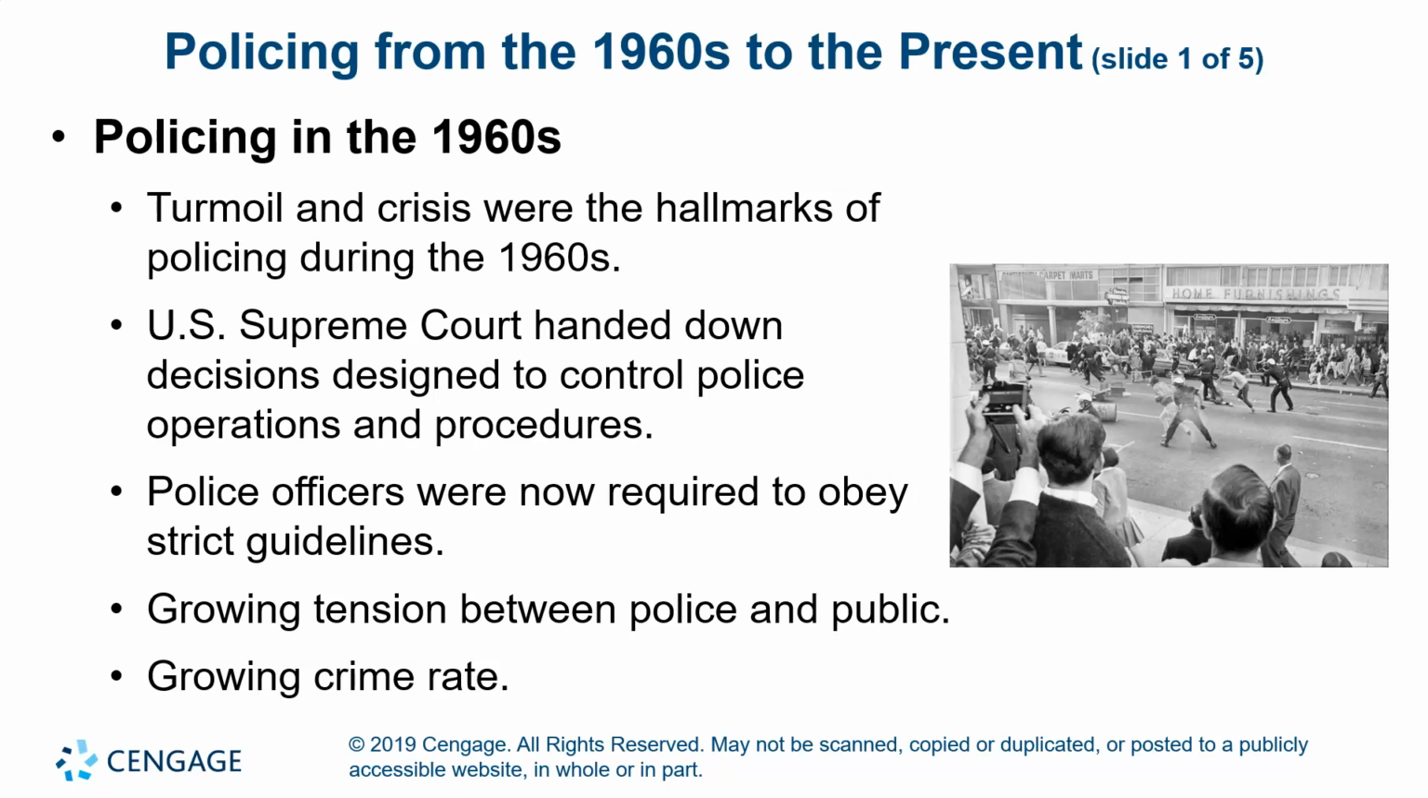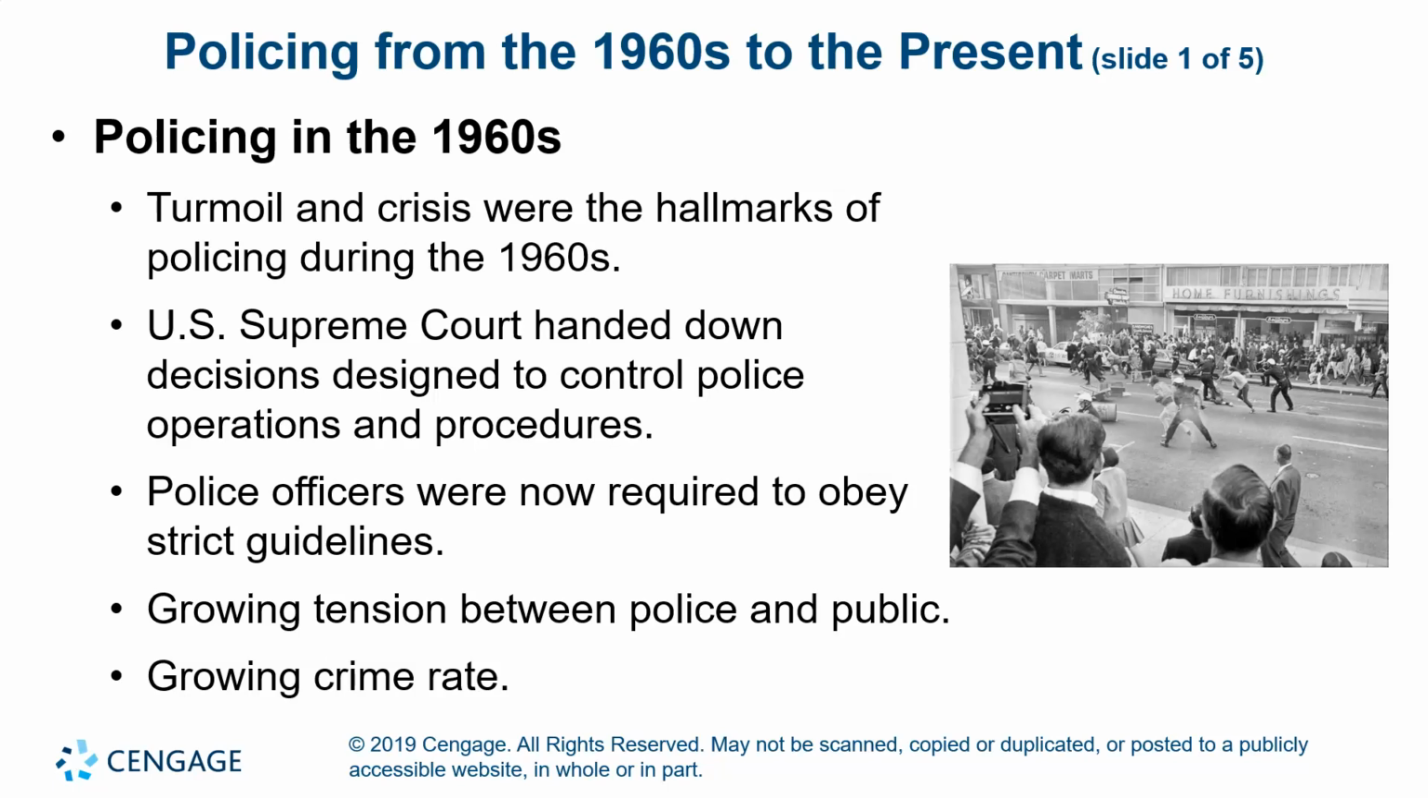And several major things happened in these different decades in policing history. So in the 1960s, turmoil and crisis were the hallmarks of policing. Throughout this decade, the U.S. Supreme Court handed down a number of decisions designed to control police operations and procedures.